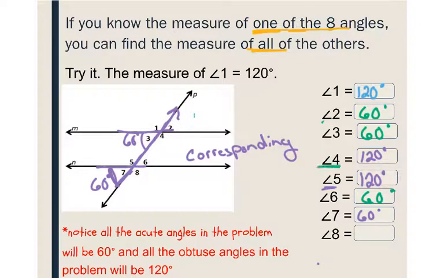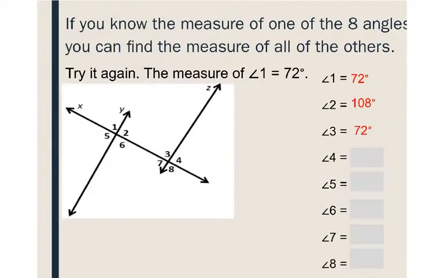Let's look back to see what angle 4 is. That is 120 degrees. Angle 8 and angle 4 are also corresponding angles. So 8 has to be 120 degrees. Again, you could have found them using vertical angles. You could have found them different ways. I was showing you how to relate to these different scenarios that I've talked about so far. But one more example before we recap.